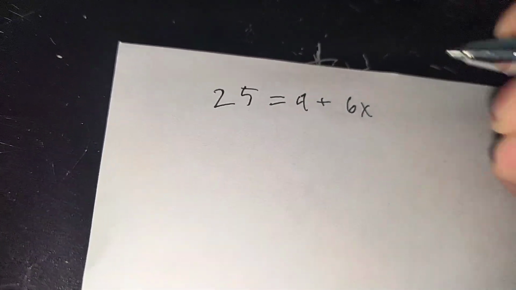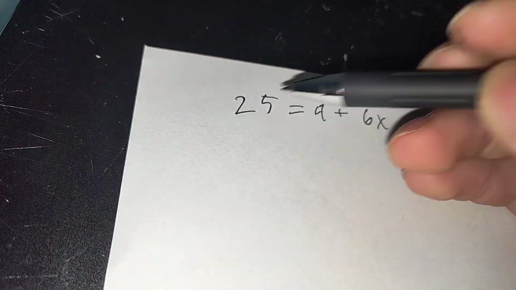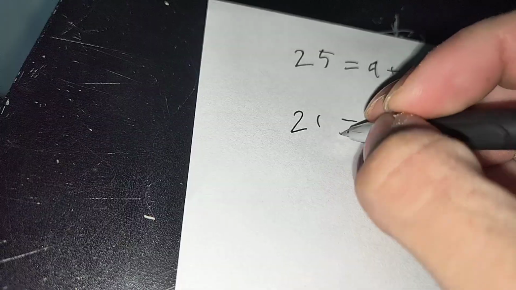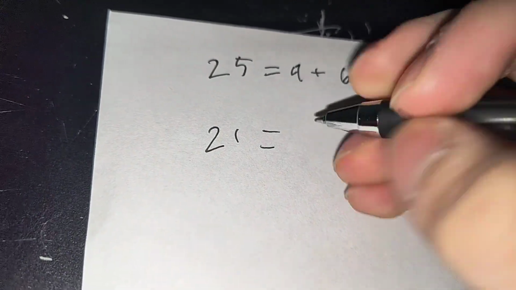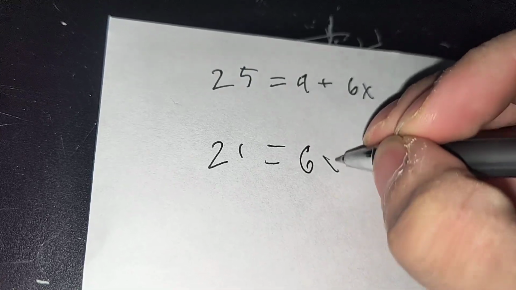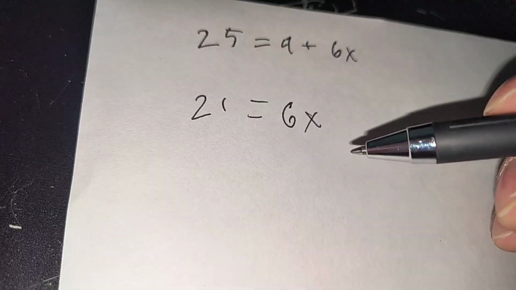So what we're going to do is subtract 4 from this, and we subtract 4 from this. So 25 minus 4 is 21, and this minus 4 is just 6x. So we're just going to remove 4 from the whole thing. So 21 is equal to 6x.